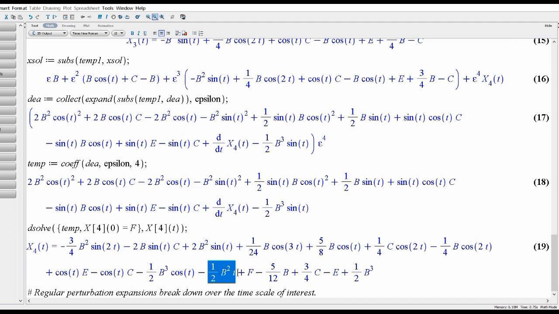Okay, so x4 has to remain small. If b is not small, then by the time t is order 1 by epsilon square, x4 is no longer small. So it is becoming big. That means it is becoming comparable to x3, right? And then your expansion breaks down. So that is why we use averaging and multiple scales. The next lecture will be about multiple scales.